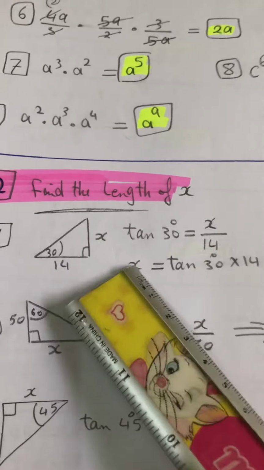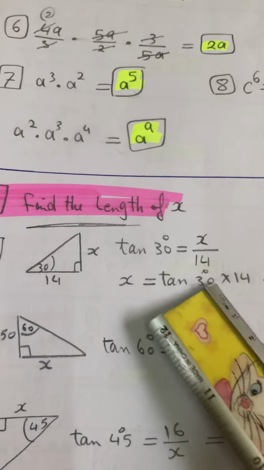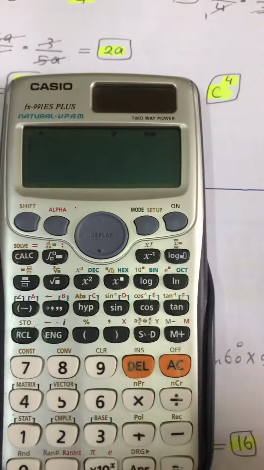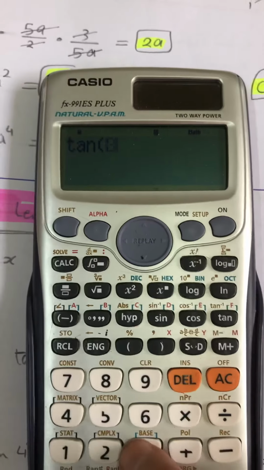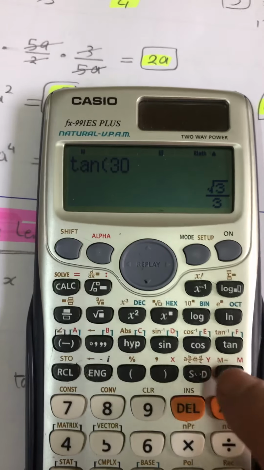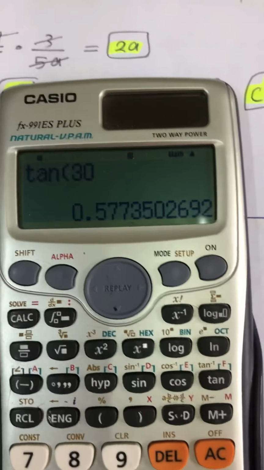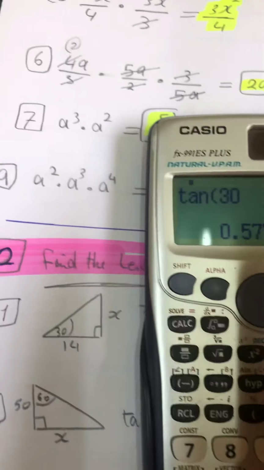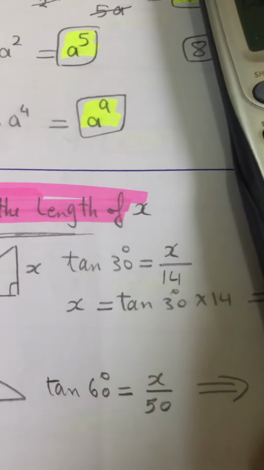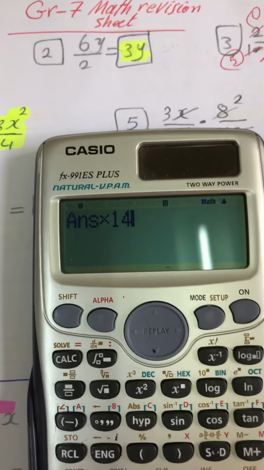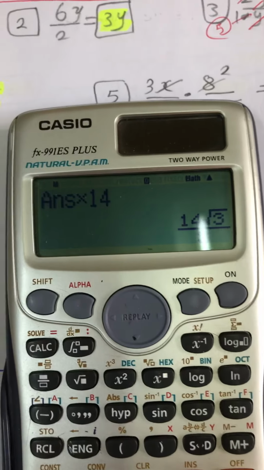When I make cross multiplication, x equals tan 30 multiplied by 14. Easy, I can find it directly. Press tan and 30 on your calculator, equals 0.577, just 3 decimal places is enough. Okay, and here this tan 30 must multiply by 14. So this value of tan 30 multiplied by 14 equals, this is the answer, 8.08.